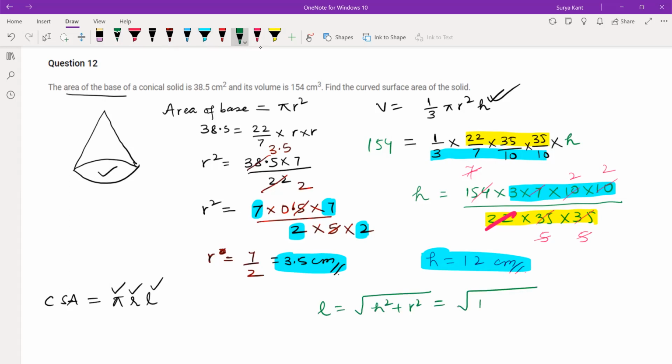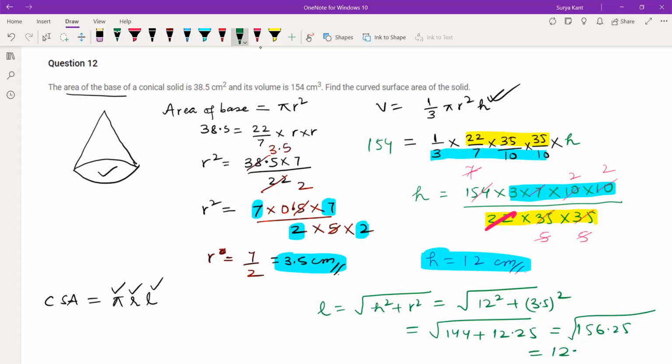So H square is 12 square plus 3.5 square. So root over 144 plus 12.25. So 156.25 you will get. So what answer will you get? Nihar? Sir, 12.5, if we take out the root, children, okay? Sir, answer is 137.5. Let me check. Oh, yeah, sir, I'm getting that. 137.44 is given. Okay, fine.